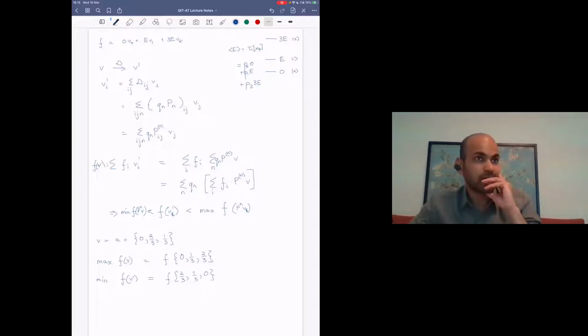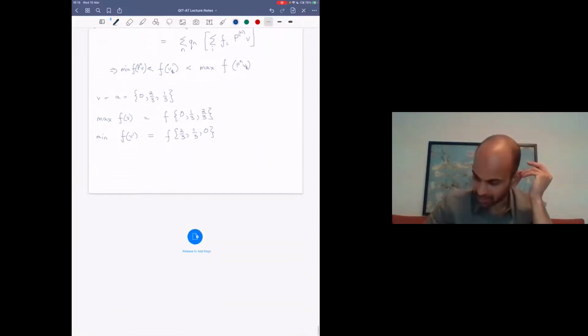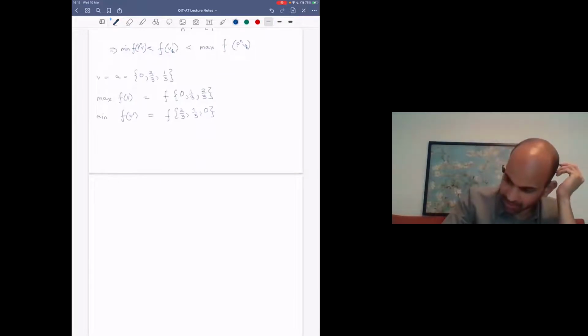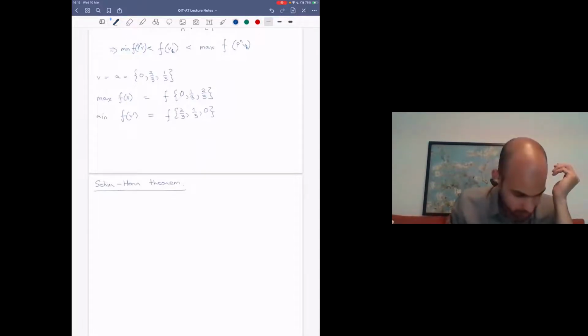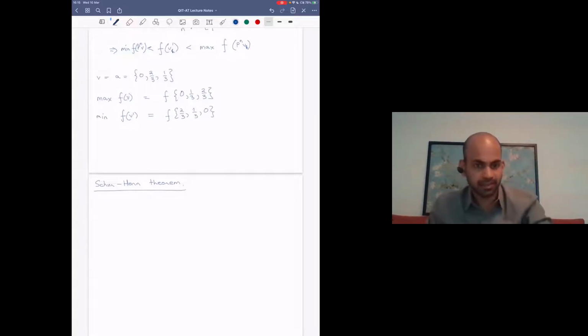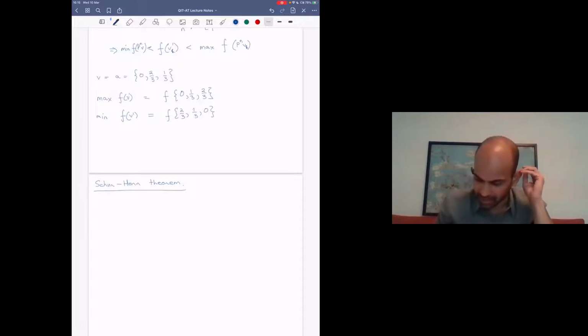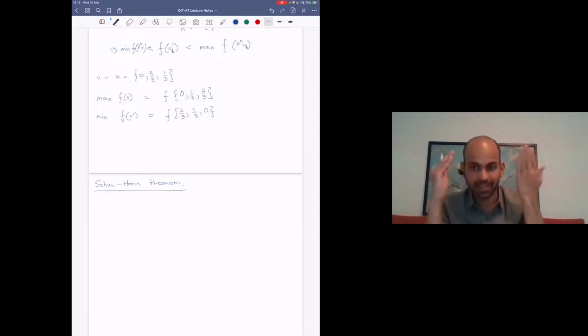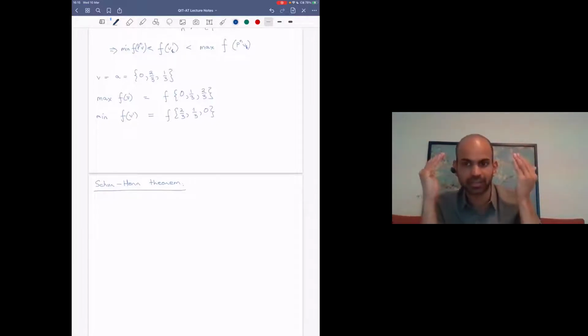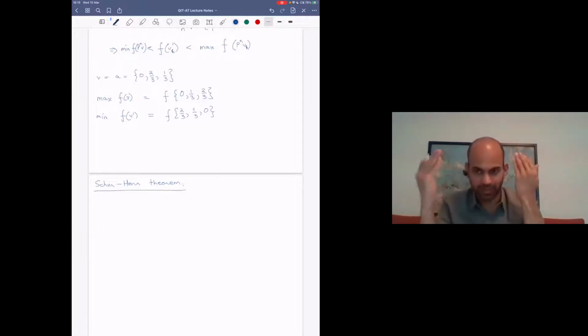Right. So I'm going to continue now by returning to quantum mechanics. What is the relationship between this and quantum mechanics? This is due to a very nice theorem called the Schur-Horn theorem. What the Schur-Horn theorem states, essentially, is that the eigenvalues of a matrix and the diagonal values of a density matrix are related to one another by majorization.